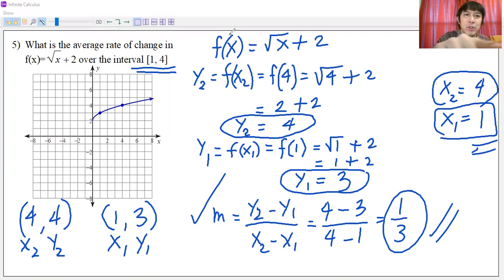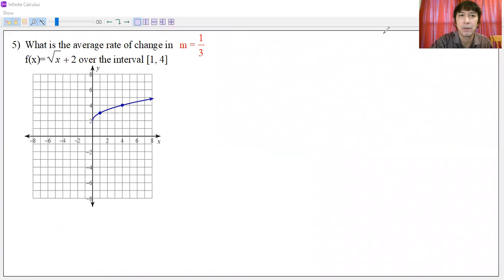All right. So let's check and verify. There's the answer. You can see in the red writing over here, the slope is 1/3. So that completes our number 5. Let's continue with number 6. Let me erase the screen. All right, let me continue with the next number.